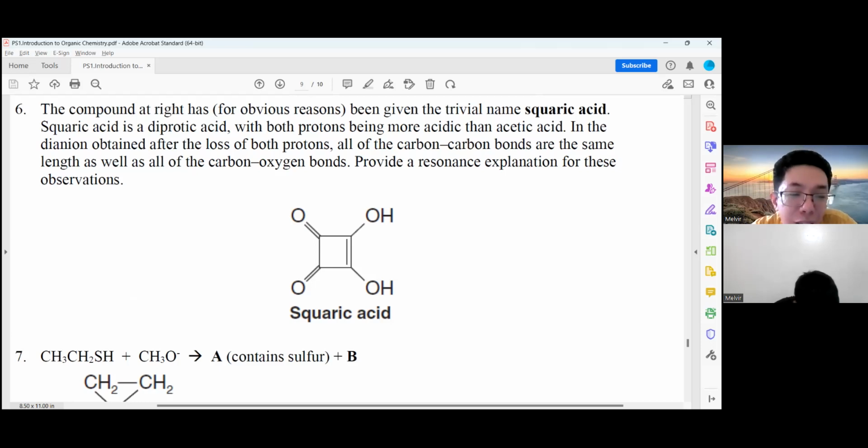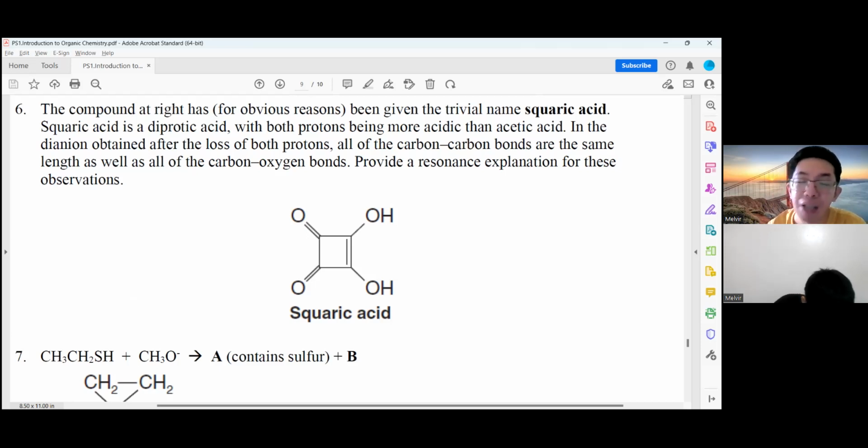In the dianion obtained after the loss of both protons, all of the carbon-carbon bonds are the same length. So, ayun, kapag natanggal na daw dyan, Josh, yung dalawang acidic hydrogen atoms, bigla, lahat ng carbon bonds mo ay magiging same length, as well as the carbon-oxygen bonds. So, provide a resonance explanation for this. Pwede mong sagutan yan dito.